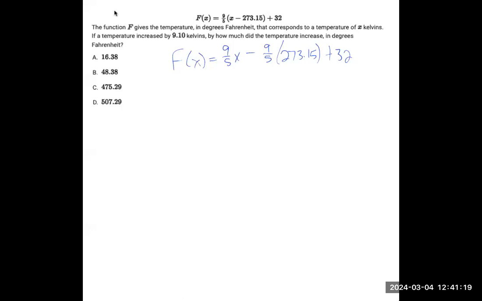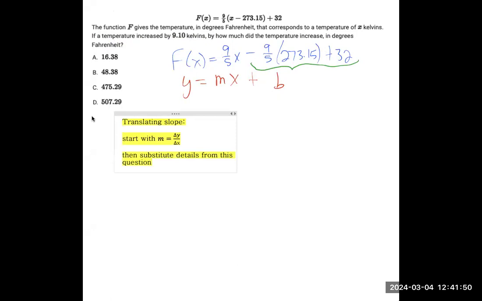So right now we have this in the format of y equals mx plus b. Now we know that part at the end looks complicated, but if you throw that in your calculator, it's just some number. In other words, there's no x attached to that. And the question is asking us, if the temperature increased by 9.10 Kelvin, how much is it going to increase Fahrenheit? Now, the sound of the change in this for every change in that, that's the idea of slope in algebra. And this question is about translating slope.